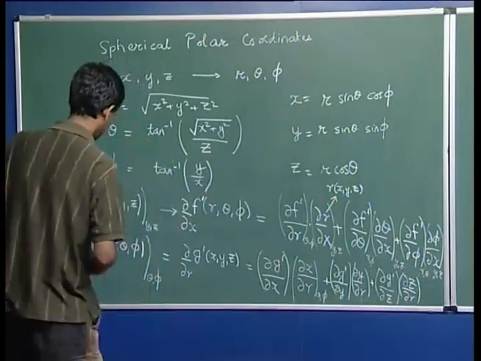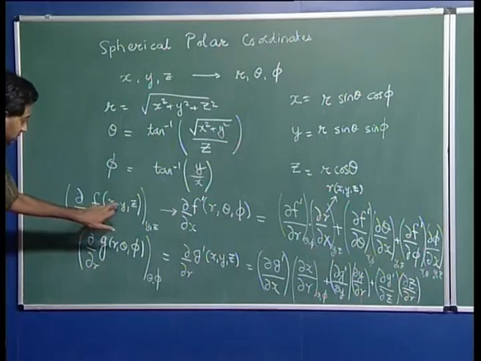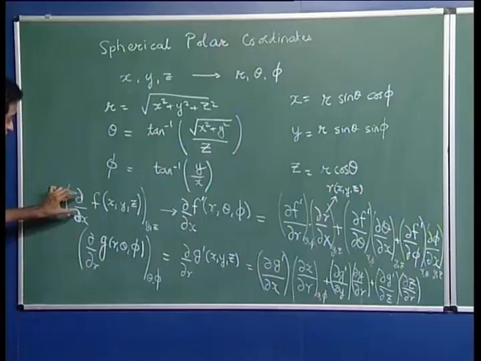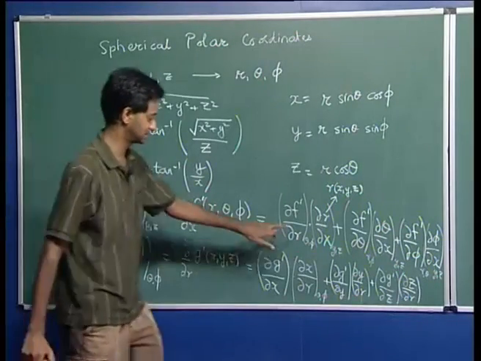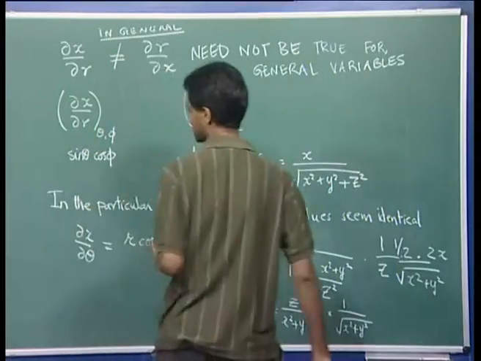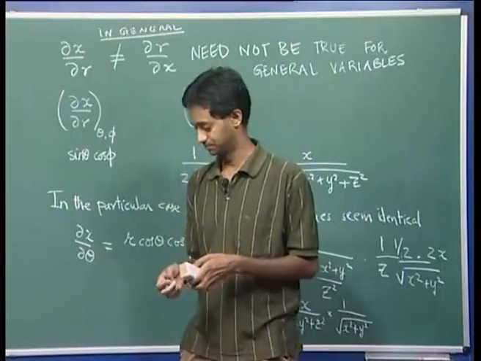Okay. So anyway, at the end of this, what you get is that you can transform a function of x, y, z to a function of r, θ, φ. You can transform derivatives with respect to x, y, and z to derivatives with respect to r, θ, and φ, and with these transformation rules you can completely change from one coordinate system to another coordinate system.